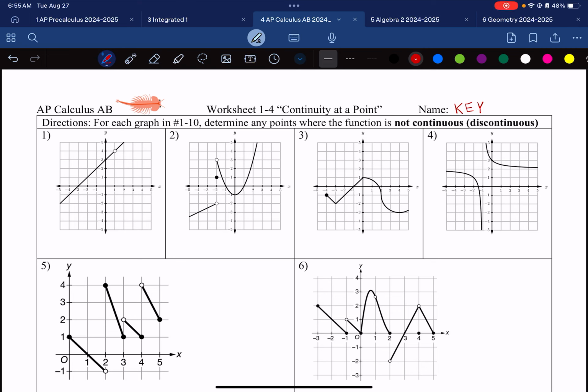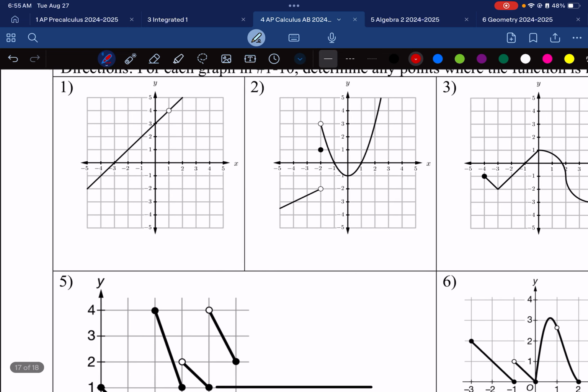This is AP Calculus AB Worksheet 1-4, Continuity at a Point. For the first front side, 1 through 10, determine where any points where the function is not continuous. So we just need x values here.